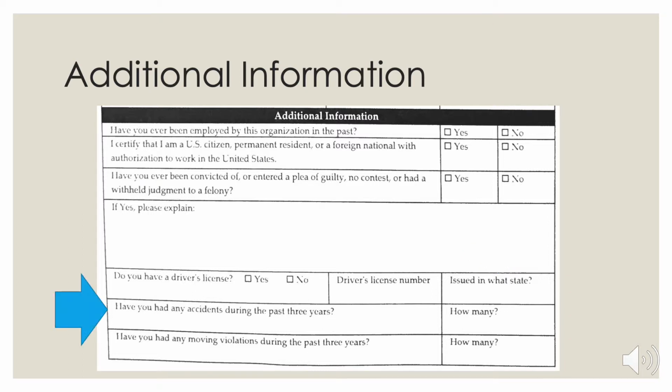The last 2 rows are asking about your driving record. First, if you have had any accidents in the last 3 years. If so, how many? Next, they want to know if you have had any moving violations in the last 3 years. And again, how many, if any.